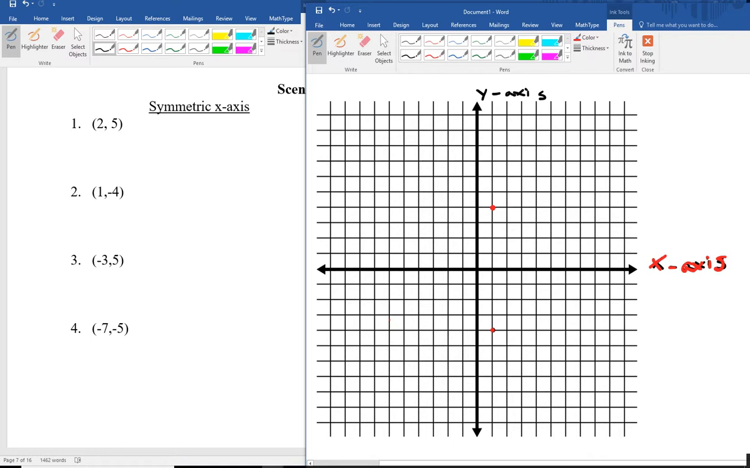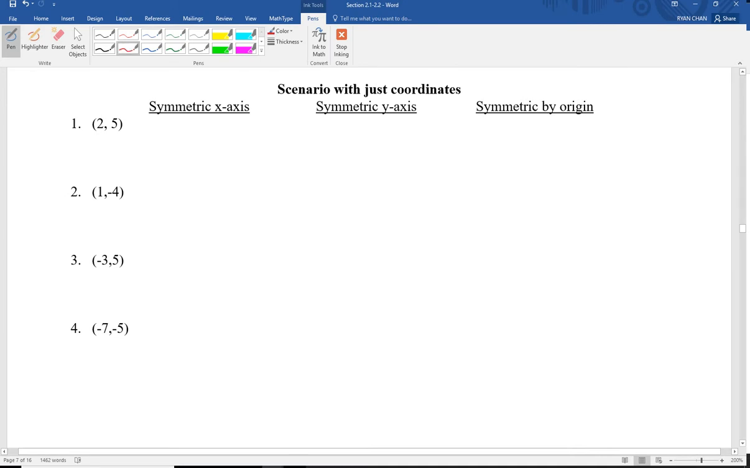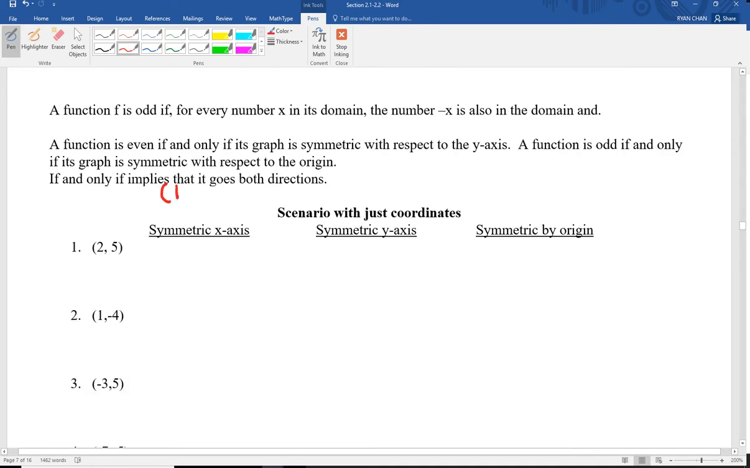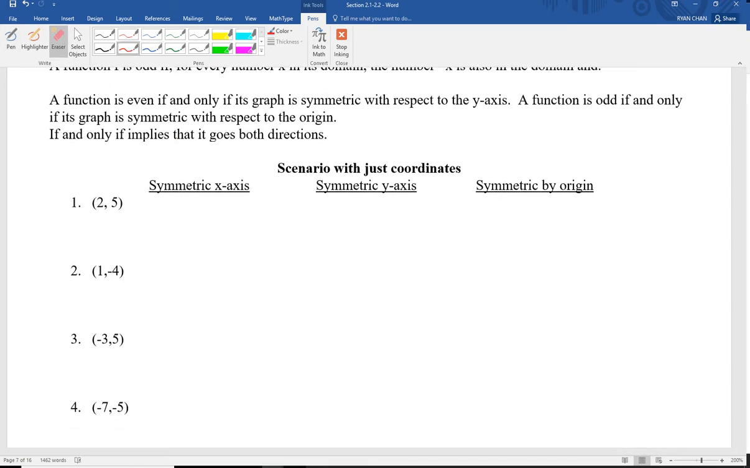Let's talk about these 2 points. These 2 points will have equal distance away from my x-axis. So my original point, which is 1 negative 4, is going to flip up and it's going to be 1, 4. So my y-coordinate changes signs. This would be my answer for my symmetry in terms of the x-axis. So it'll be 1 comma 4.